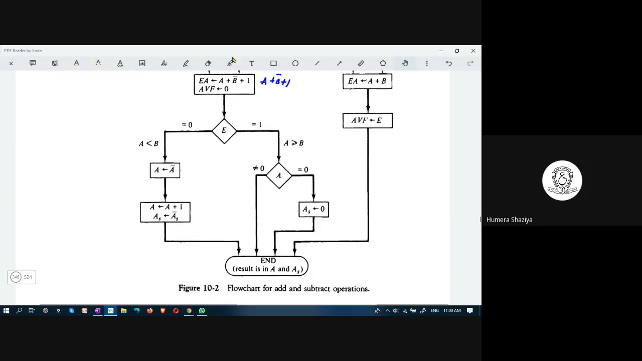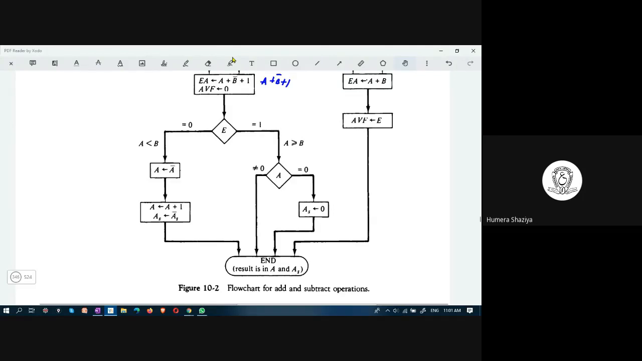Then after subtraction, the E bit is checked. If it is 1, it means that there is a carry. If there is a carry, it is checked whether A is greater than or equal to B. If A is greater than or equal to B, in this case, the sign bit of A is set to 0. If A is equal to 0, means if A is plus, positive. If A is a positive number, the sign bit of A is set to 0.